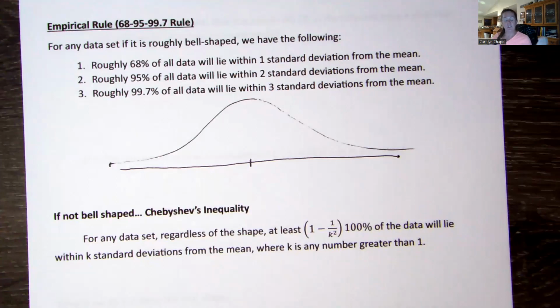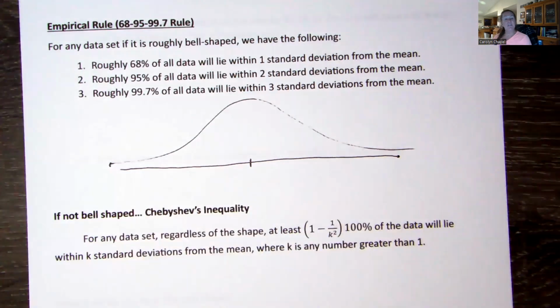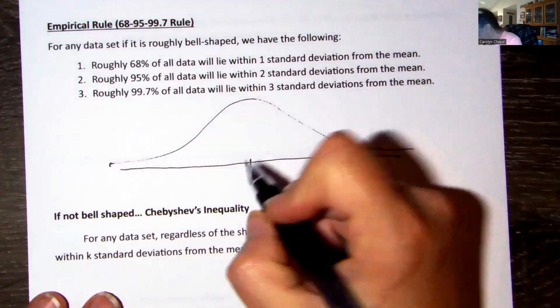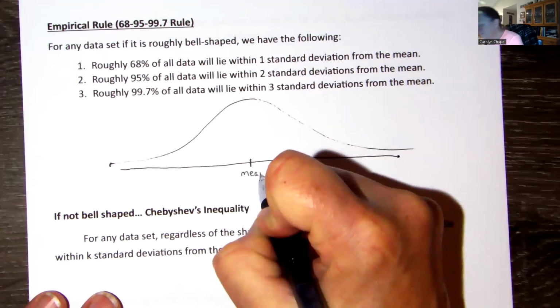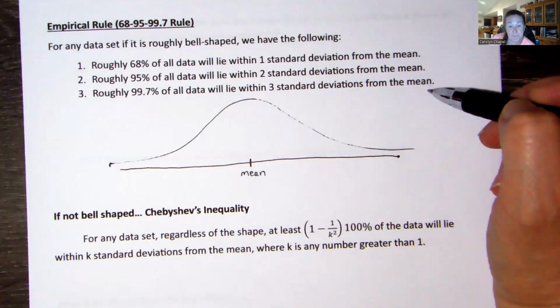If the data is skewed to the right or skewed to the left, we don't have this shape. But if we have this nice shape, our mean, median, and mode are going to be all smack dab in the middle. So I'm going to put our mean in here because we were talking about the mean.